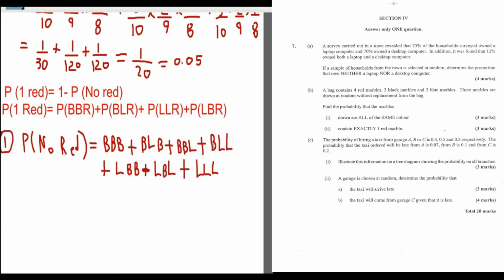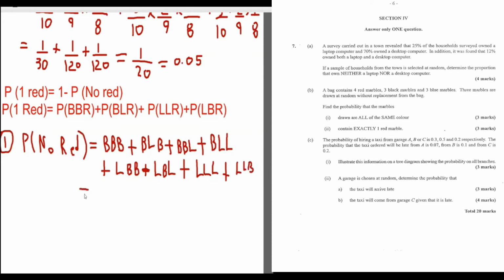So what are the three of them? We can draw the black first, then blue, blue. Or we can draw the blue, then the black, then the blue. Or we can draw blue, blue, black. That's the one that was missing: blue, blue, black. So this would be no red.